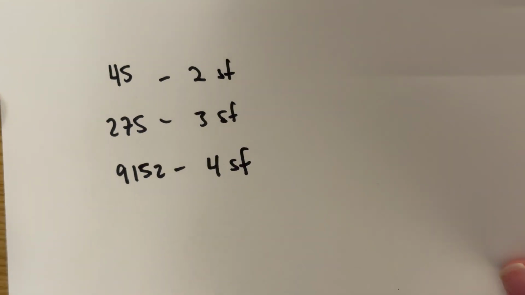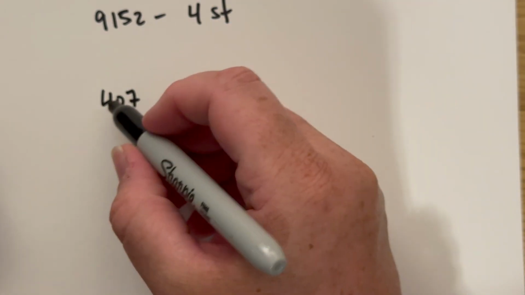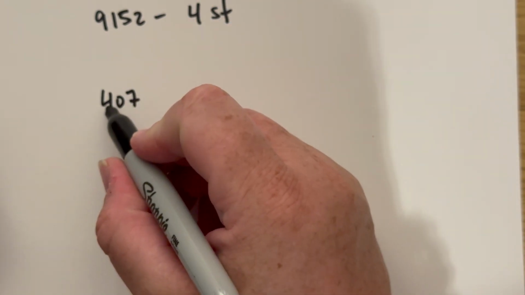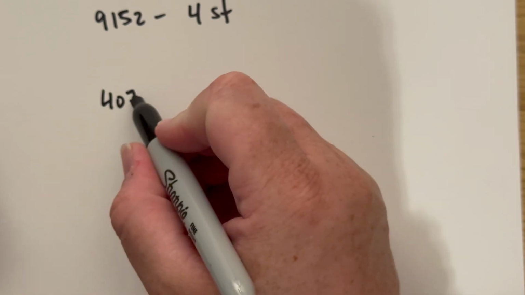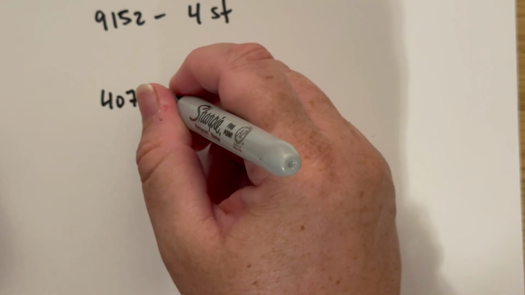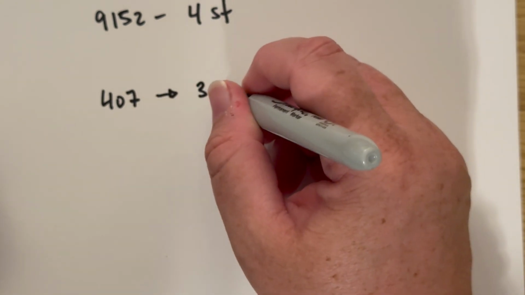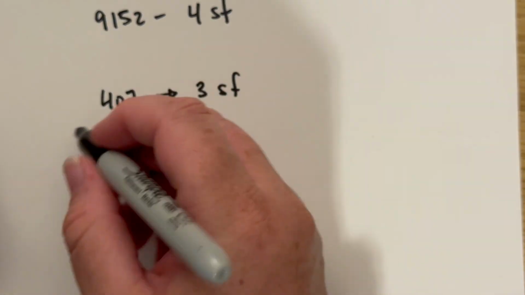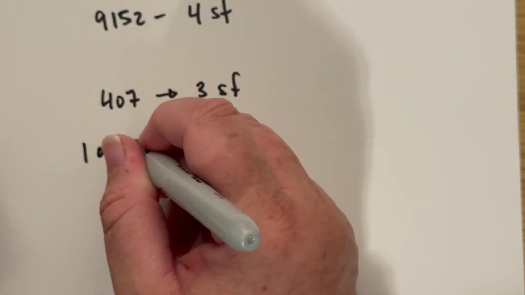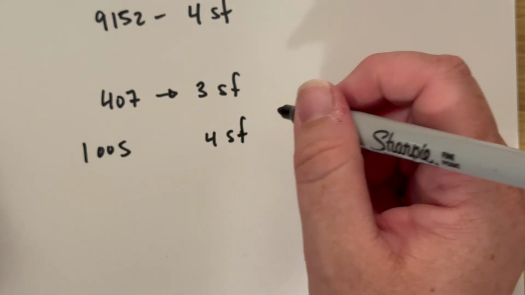If we have zeros that show up between non-zero numbers, so like 407. 407 has 2 sig figs on one on each end. And because this 0 is sandwiched in between the two, it's also significant. So if I have 407, I have 3 sig figs here. If I have 1005, I've got 4 sig figs.